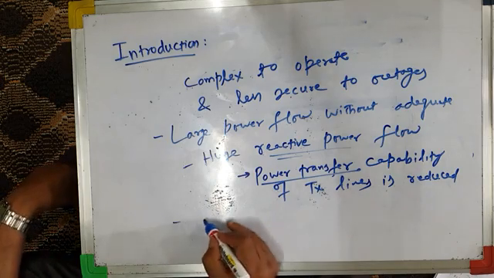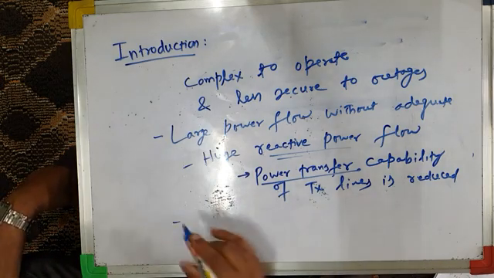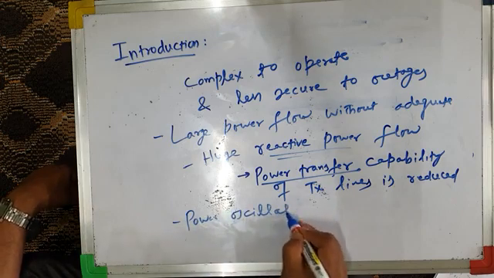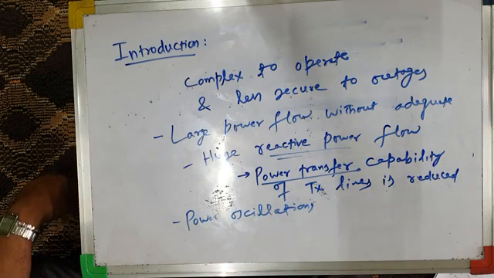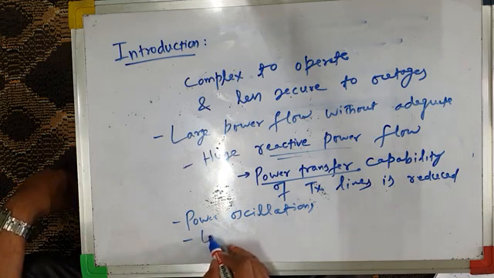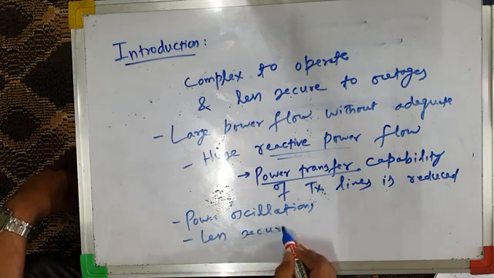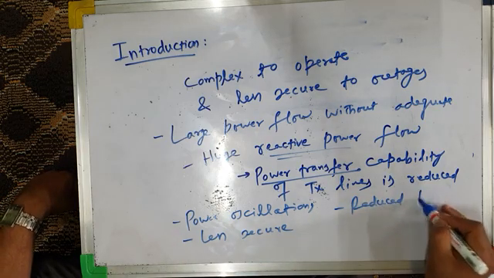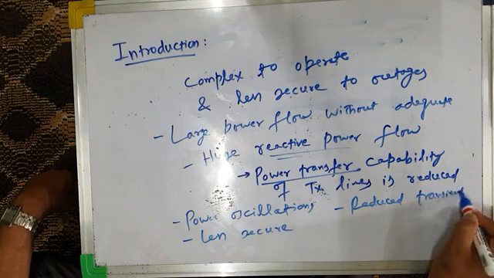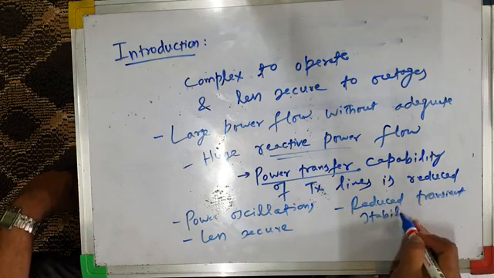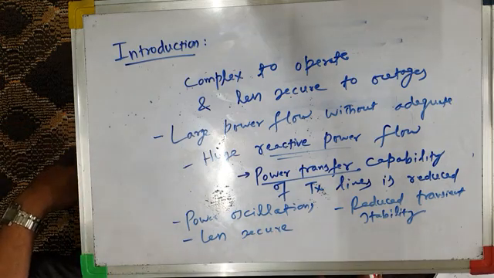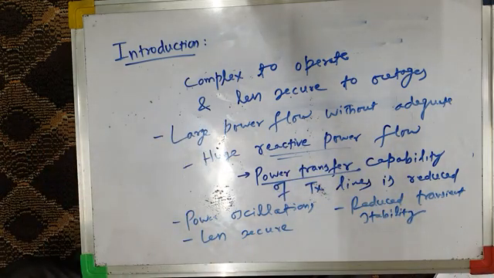And the third problem is that a small fault in the system will result in huge power oscillations in the interconnected systems. There will be power oscillations, and the system will be less secure because of these oscillations, and it will have reduced transient stability. Reduced transient stability means that a small fault may render it unstable. The interconnected power system may become unstable even by a small disturbance. So these are some of the problems with interconnected power systems.